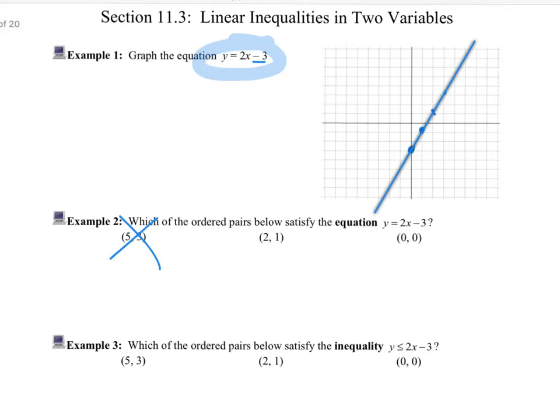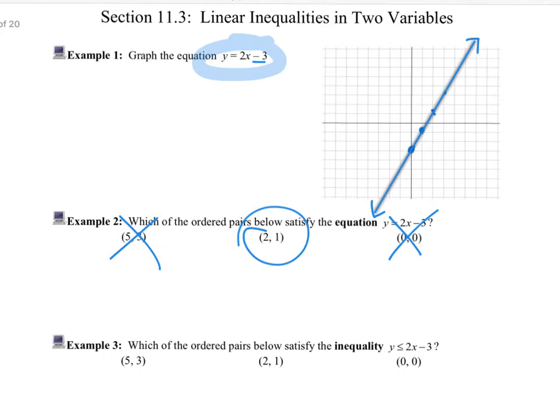Then I'm going to look at 2, 1. 1, 2, 1. It does go through 2, 1. This one's good. Then I'm going to look at 0, 0. Well, 0, 0 is right here. Does not go through 0, 0. So 0, 0 does not satisfy the equation. Now, for an equation, the only things that exist for that equation are specific x's and y's that are on the line. A single pair of points, x and y, that exists on that line.